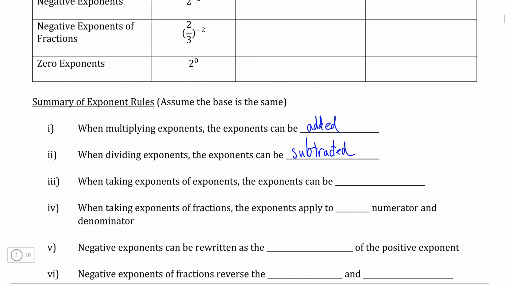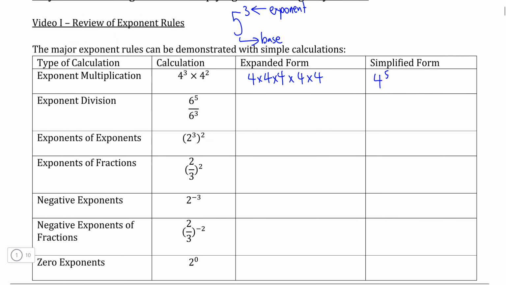Whenever we multiply exponents, as long as the base is the same, we can simply add the exponents together. So 4 to the exponent 3 multiplied by 4 to the exponent 2: 3 plus 2 is 5. And we can see that this lines up perfectly with how we would write out the expanded form like this.